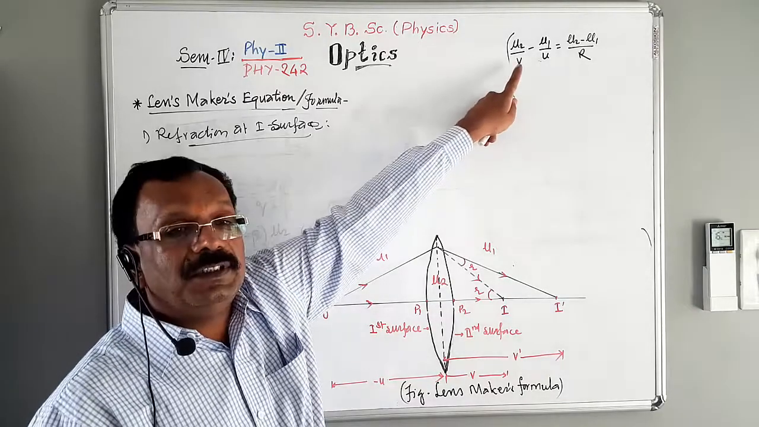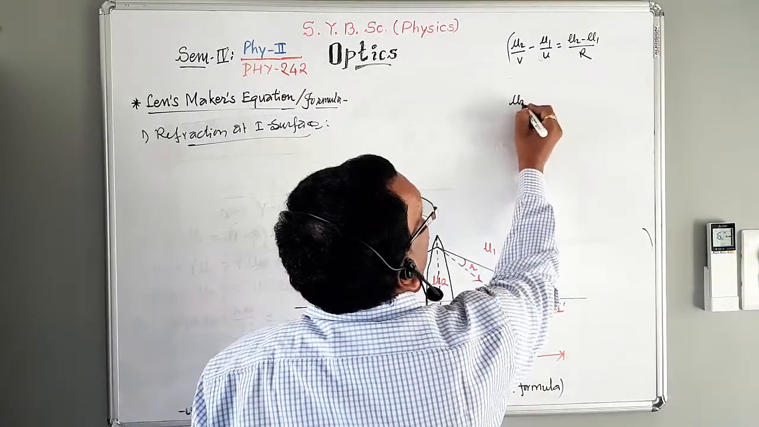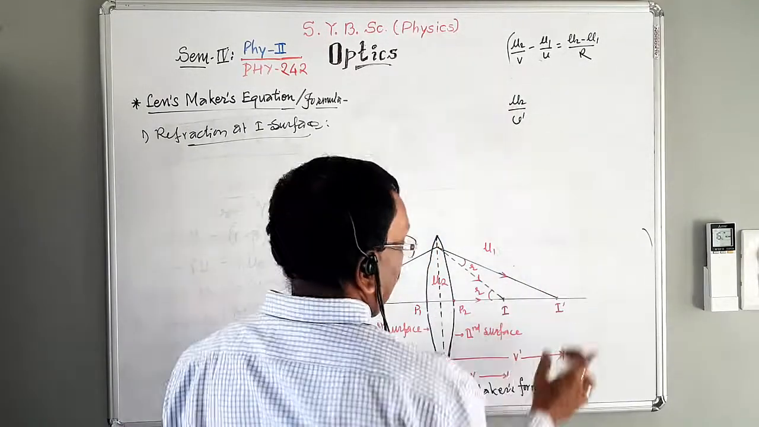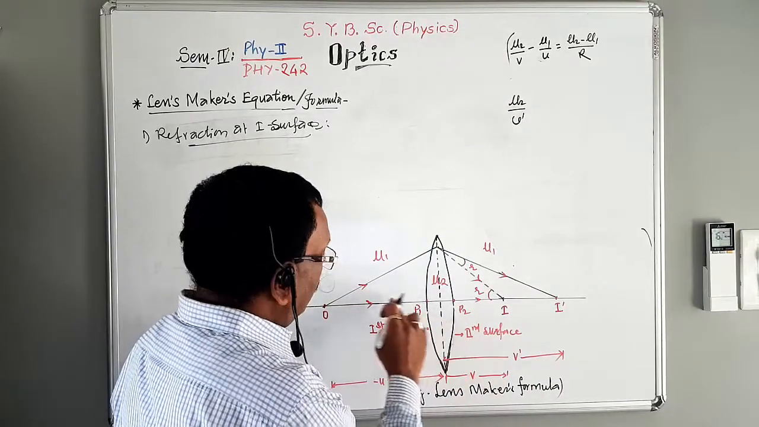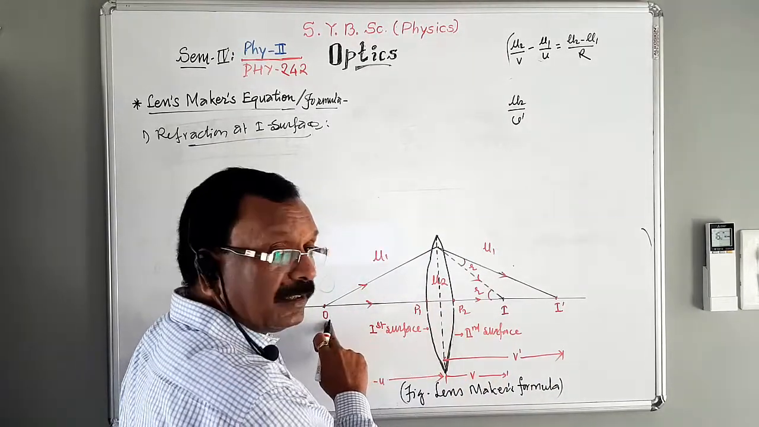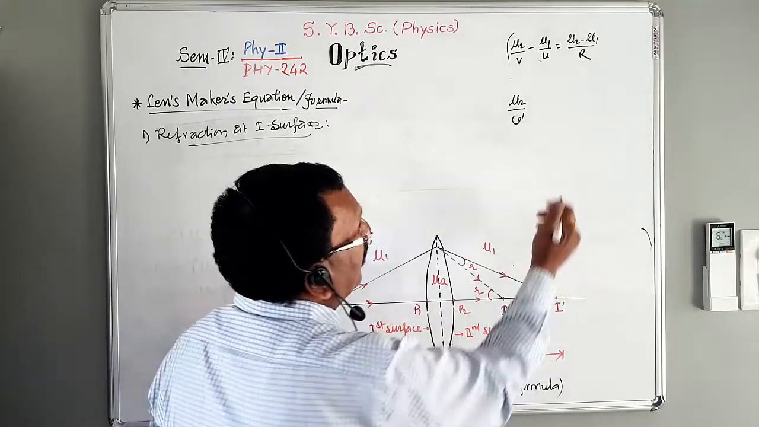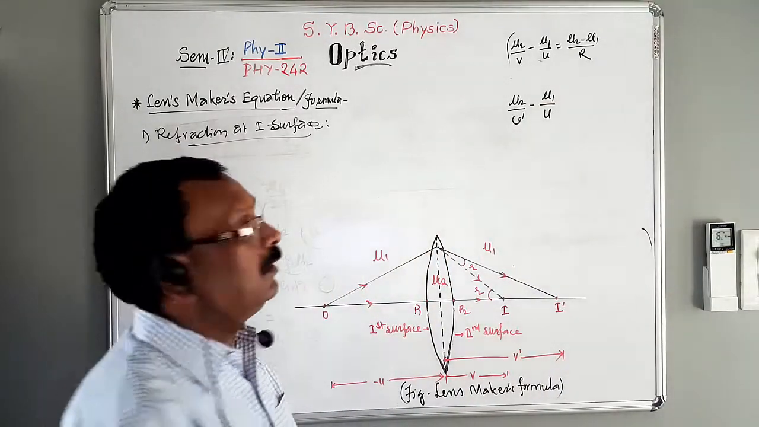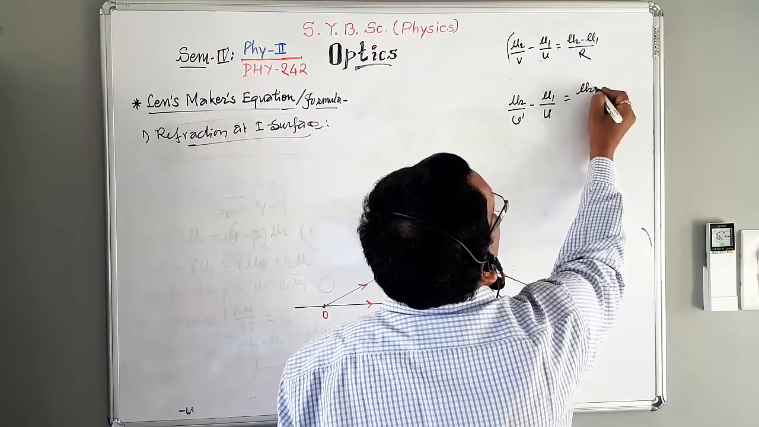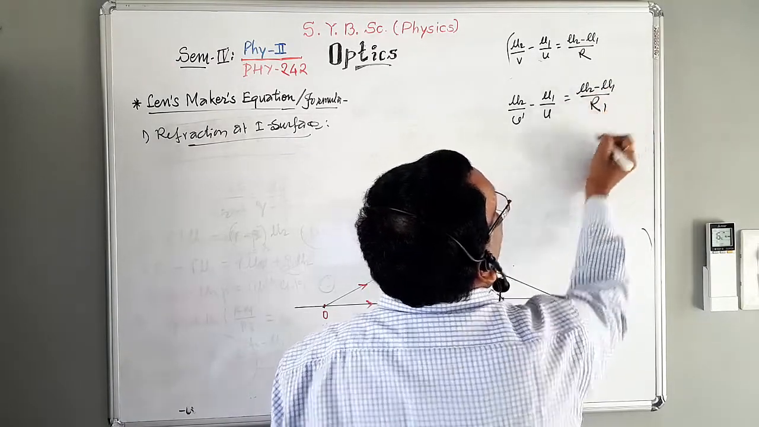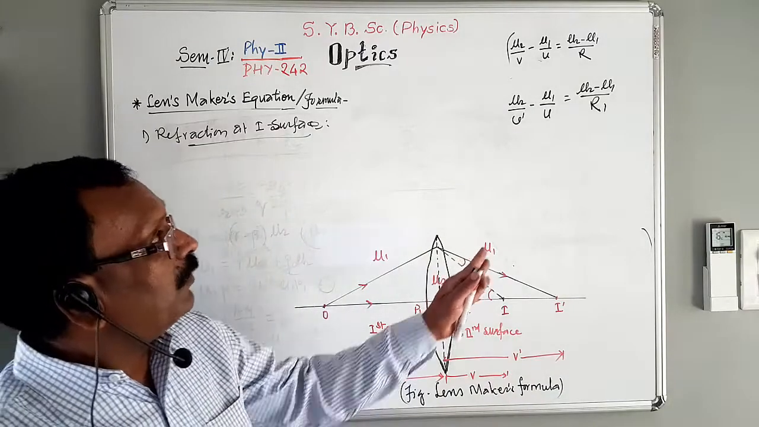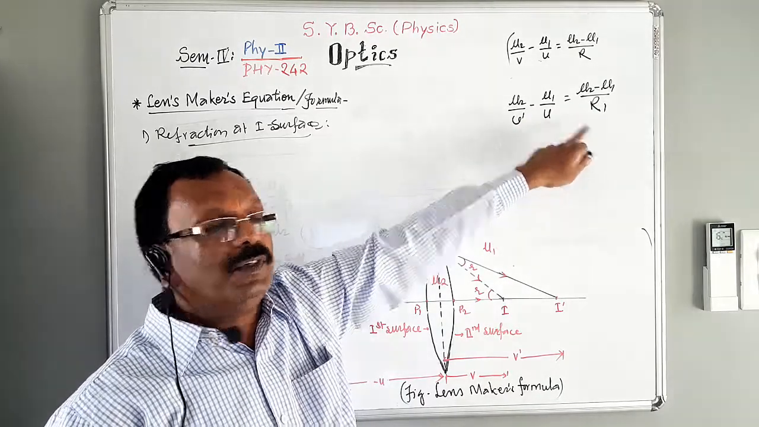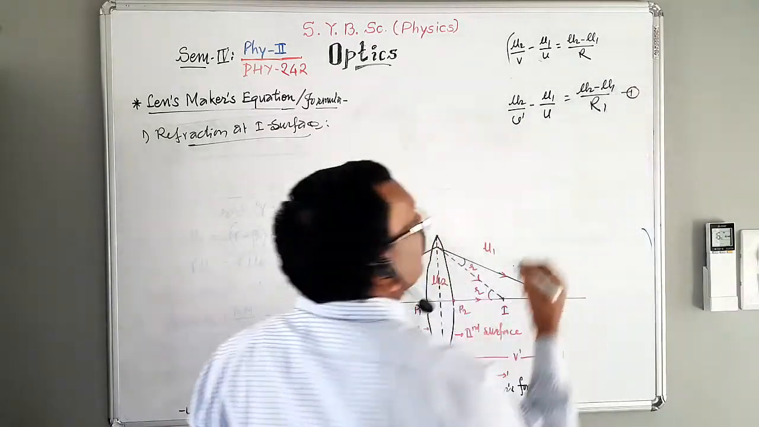So using this equation we have mu2 upon image distance V prime, because when the second surface is absent, then due to refraction the image of object O is I prime, therefore minus mu1 upon u is equal to mu2 minus mu1 upon R1. Here we consider only the first surface R1, instead of two. Suppose this is equation 1.